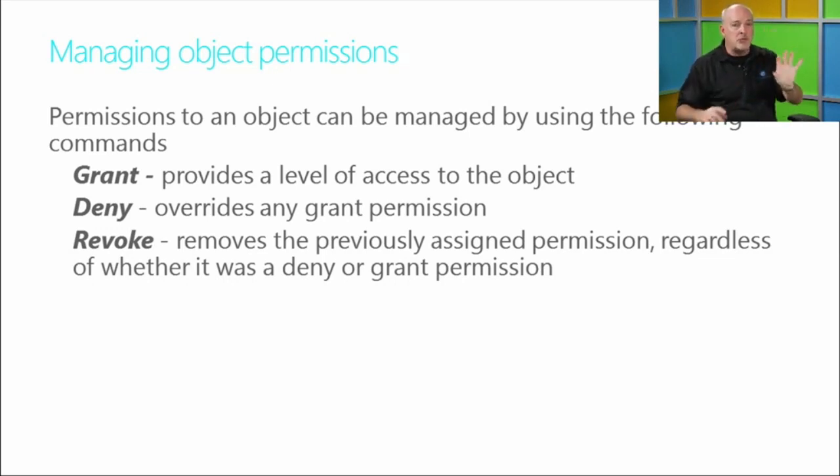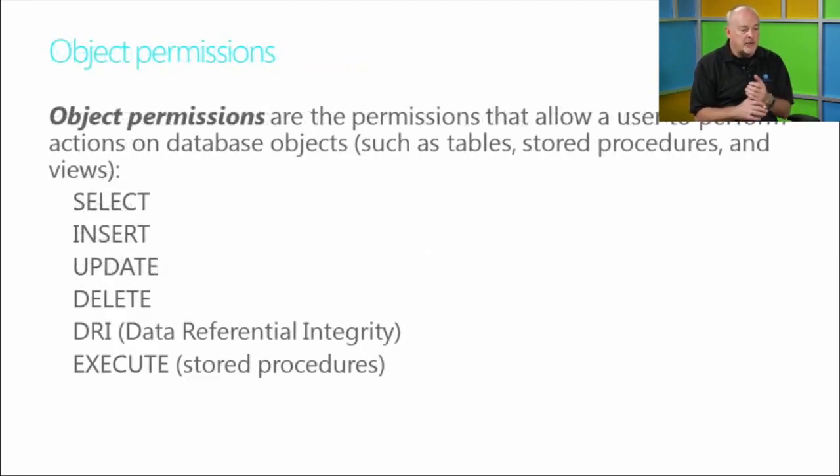So you apply permissions using grant, you revoke them, and I put them into what I call neutral mode. I haven't said you can touch it, but I haven't said you can't touch it by using deny. So you grant and then you revoke, or you deny and then you revoke. So you use these statements to manage our permissions in SQL Server, specifically at the object level.